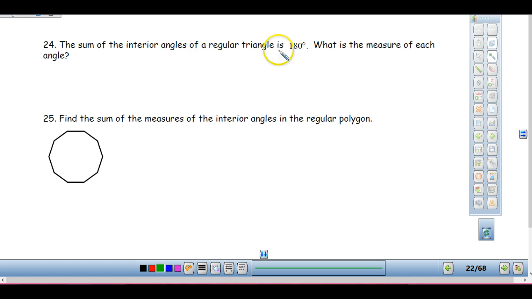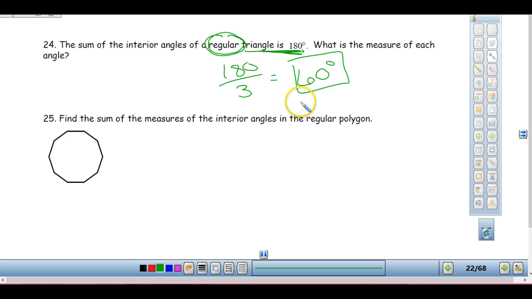Alright, sum of the interior angles of a regular triangle is 180. So 180, remember regular means all the sides and all the angles are going to be congruent. Okay, triangle has 3 angles, so 180 divided by 3. Each angle is going to be 60 degrees.